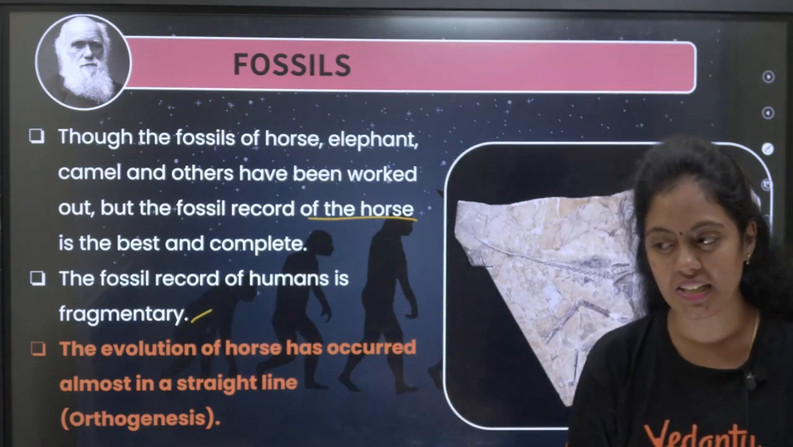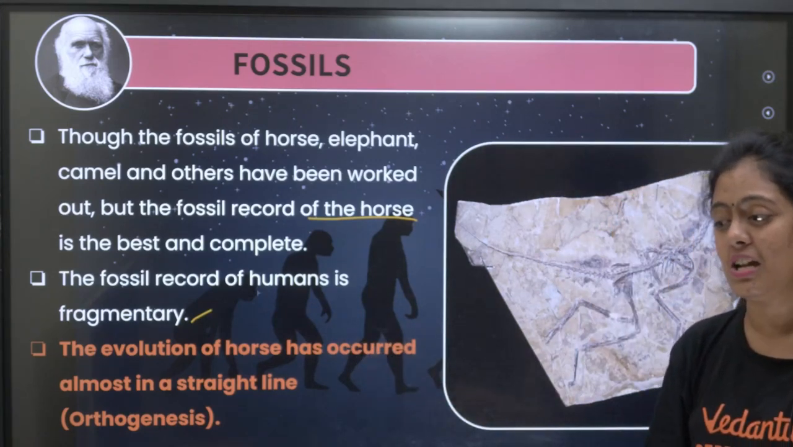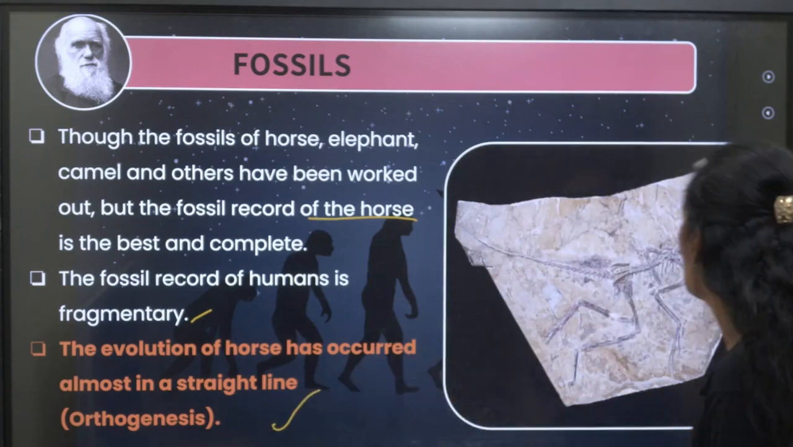We still don't have clearer details. Okay, the evolution of horse has occurred almost in a straight line. That is what we call orthogenesis.